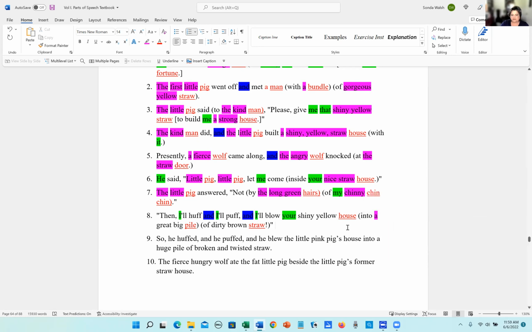Okay, now let's go to our nouns and look to the left. And we see shiny and yellow. That tells what kind of a house. And then we look in between the article A and the pile, and great big are both descriptors. So those are adjectives. And then we have also dirty brown, straw. So there we have our adjectives in that sentence.